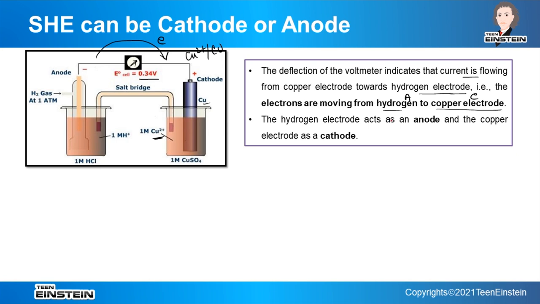The hydrogen electrode acts as anode here and copper as cathode. So this is another example we have seen where SHE is behaving as anode. In the previous one it was behaving as cathode, but now it is behaving as anode.